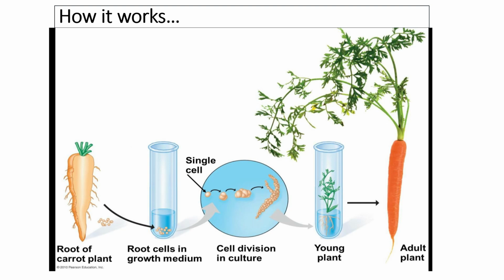Then this is the general picture of tissue culture. Here you can see the carrot. So we will be taking the cells from the carrot roots and placing them in in vitro condition, that is inside the glass tube or test tube, and giving the suitable growing media. So there will be cell division in the culture. From the single cell you can see there will be multiplication through cell division, and a young plant is formed. From the young plant the adult plant will be developed.